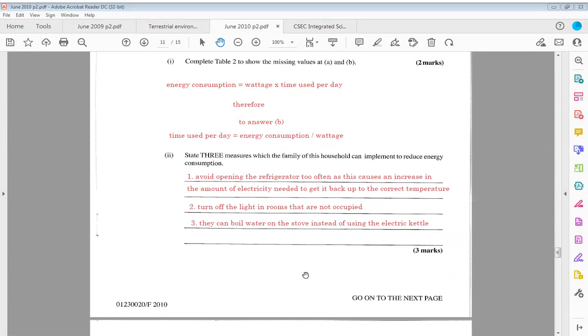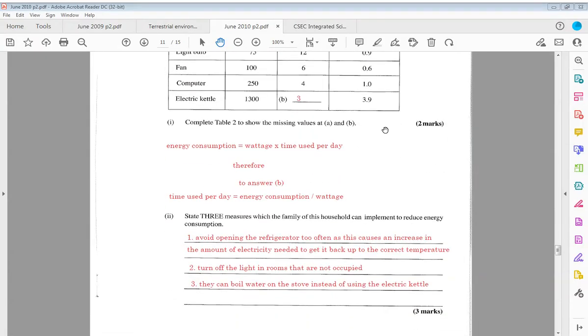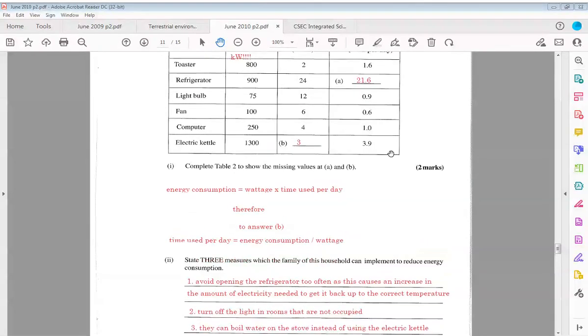Part 2. State three measures which the family of this household can implement to reduce the energy consumption. So we're looking at the energy consumption and which ones are the highest and how we can suggest that they could lessen their bill, right? So the first thing, look at the refrigerator.